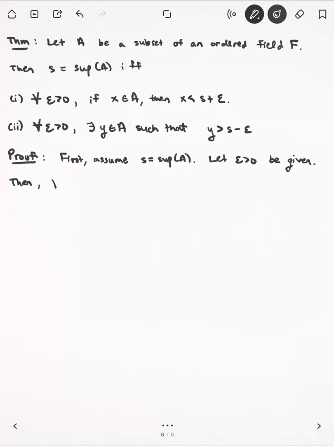Then for all x in A, x is less than or equal to S, by definition of supremum, and just because the field F is ordered, that's going to be less than S plus epsilon. So part 1 is done.